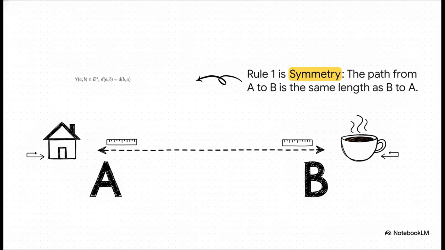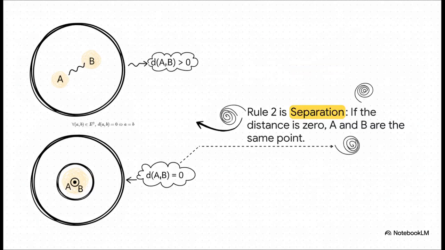Simple enough, right? Rule number 2 is called separation. This one says that the only way the distance between 2 points can be 0 is if they're actually the very same point. You can't have 2 different spots in the universe that are 0 inches apart. If the distance is 0, you haven't gone anywhere.